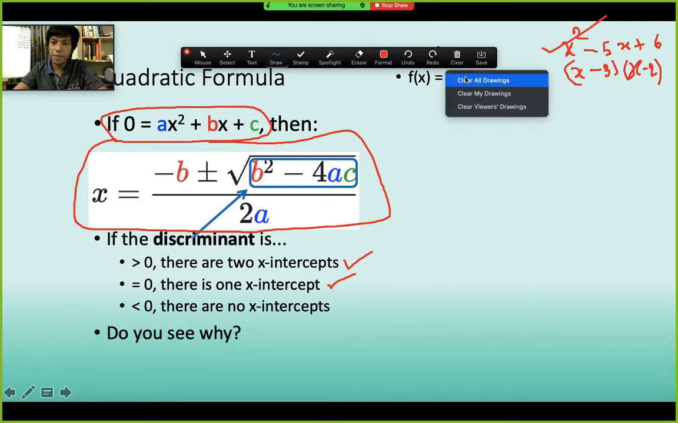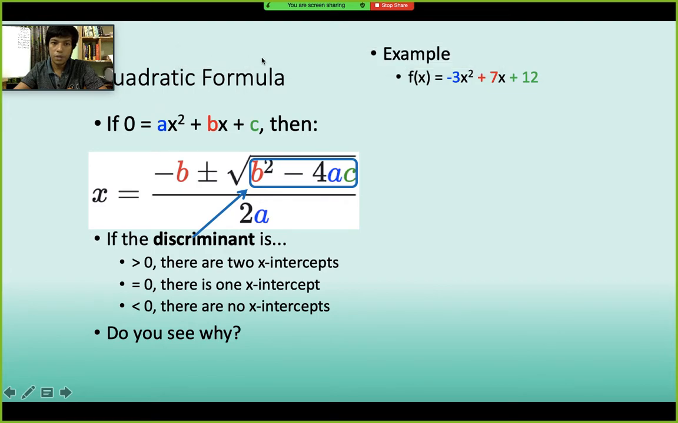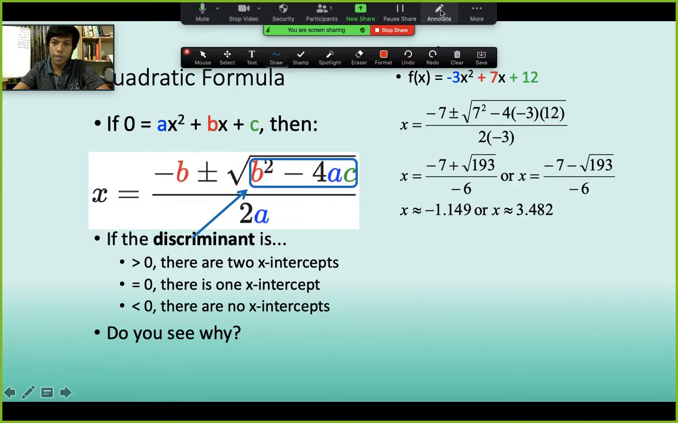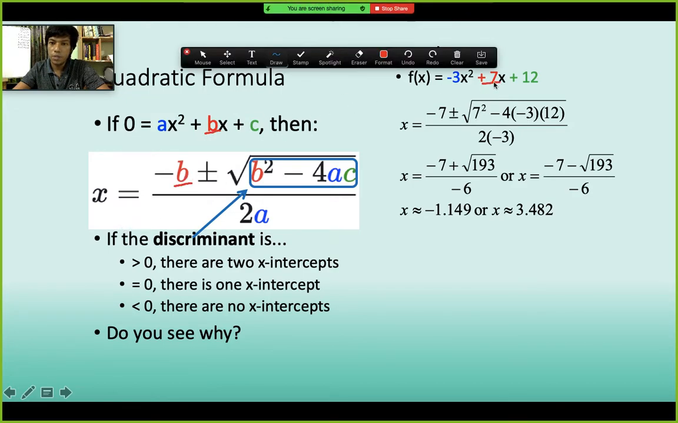So we have some examples here. First one is this one. So you see what happened here. Minus b. First one is what? Minus b. So b is what? This value. And c, b is this value. So this is minus b.